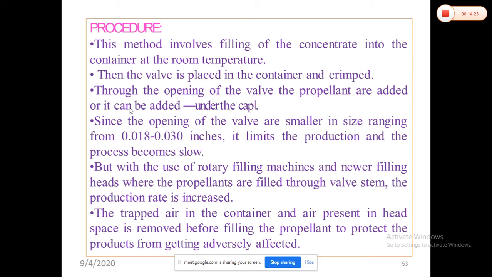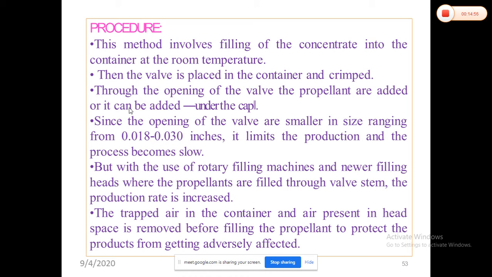So how is this particular method carried out? Basically this method involves feeding the product concentrate into the container at room temperature. Then the valve is placed in the container and crimped in place, crimped in the sense sealed, and through the opening of the valve the propellants are added, or it can be added under the cap also.